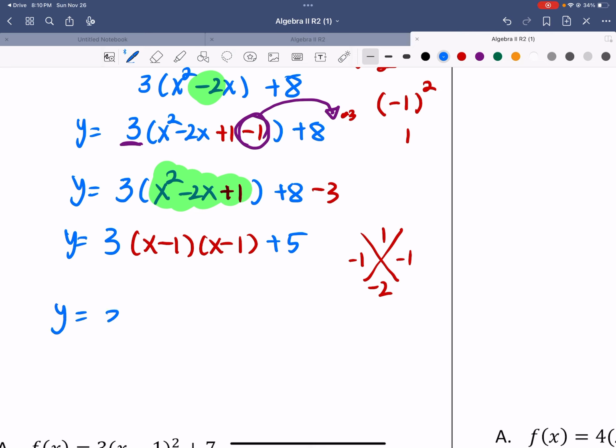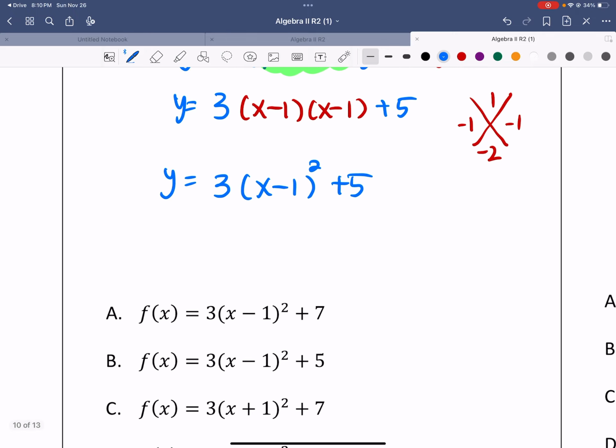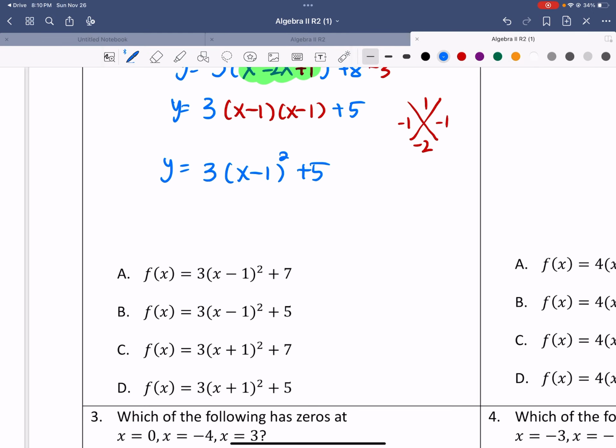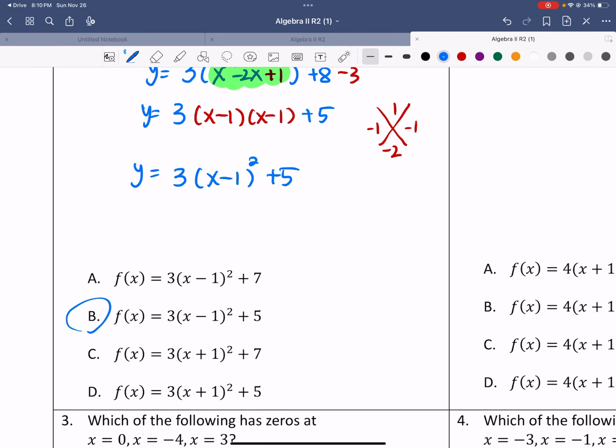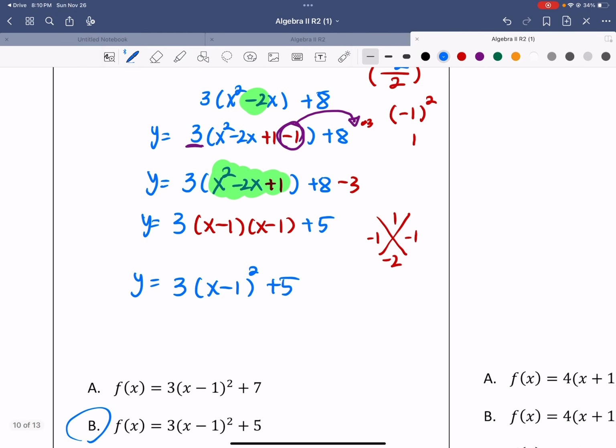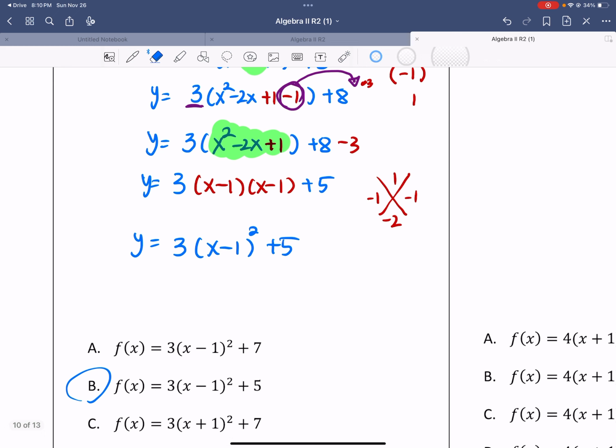So now let's make it simple: y equals 3(x minus 1) squared plus 5. So that's about it. Which one is the answer? It's going to be B. On the test, there are so many ways that you can do it. The question will say what is h in this case and what is k in this case, right?